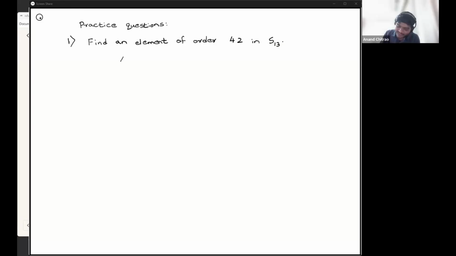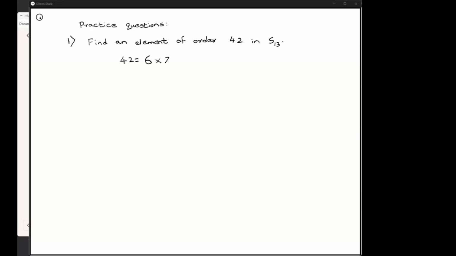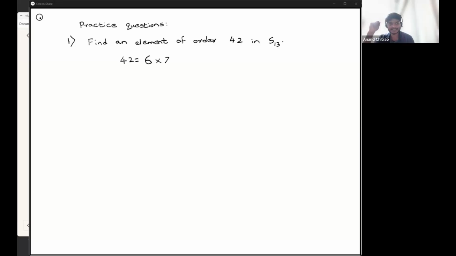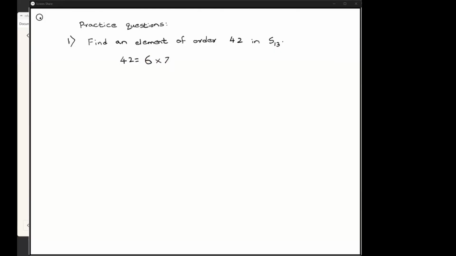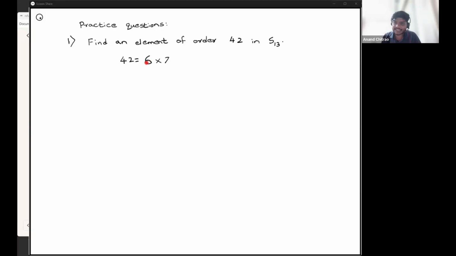So the point is you factorize 42. 42 can be written as 6 times 7. After this we can take an LCM. Exactly. You note that 6 and 7 are co-prime, so their LCM is equal to their product. So if you are able to get two disjoint cycles in S13, one of order 6 and one of order 7, then you are done, right? Yes. Is that possible? What's a cycle of order 6?